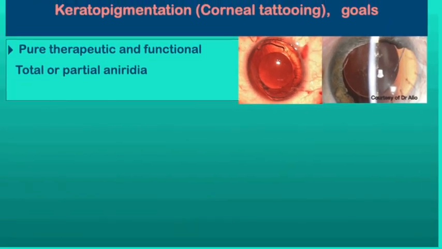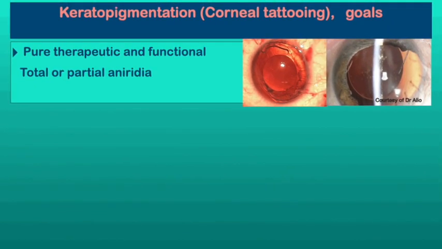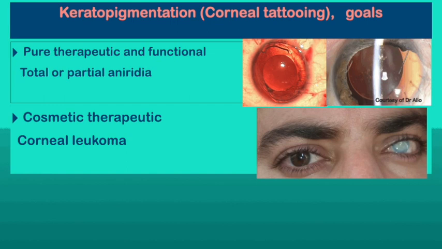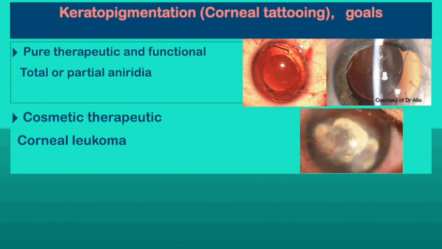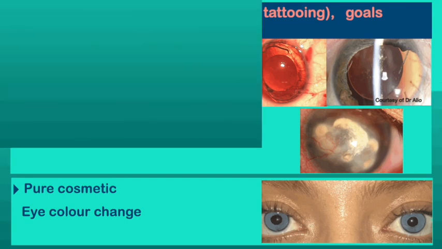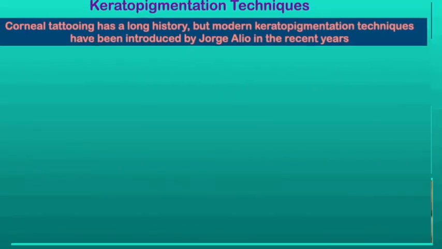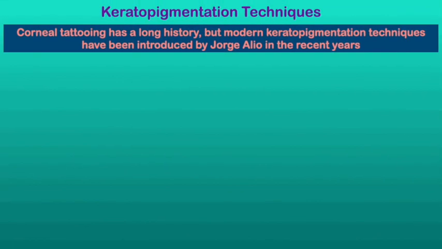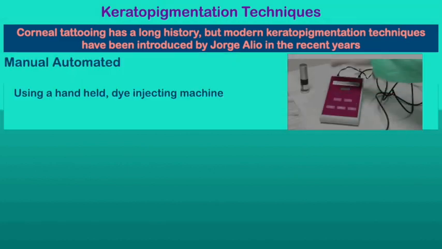Keratopigmentation is performed with different goals and indications such as the following: pure therapeutic and functional, such as total or partial aniridia; cosmetic therapeutic, such as corneal leukoma; and pure cosmetic, for eye color change. Corneal tattooing has a long history, but modern keratopigmentation techniques have been introduced by Dr. Jorge Alio in recent years.